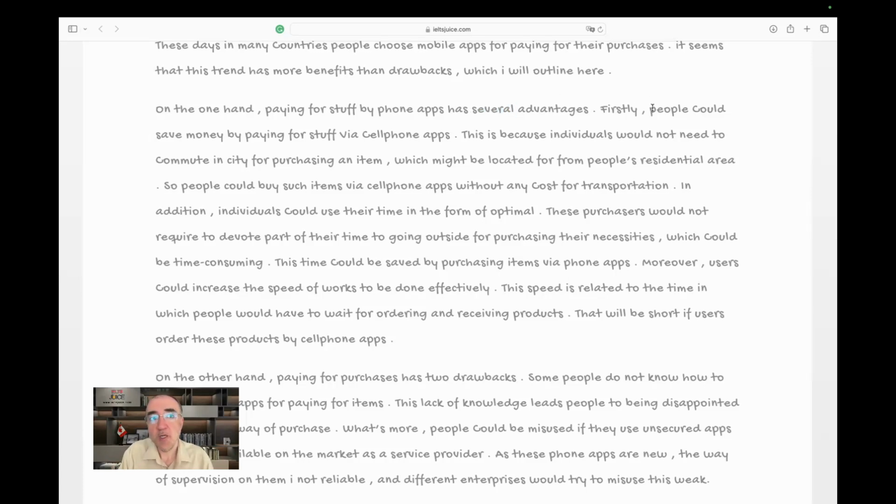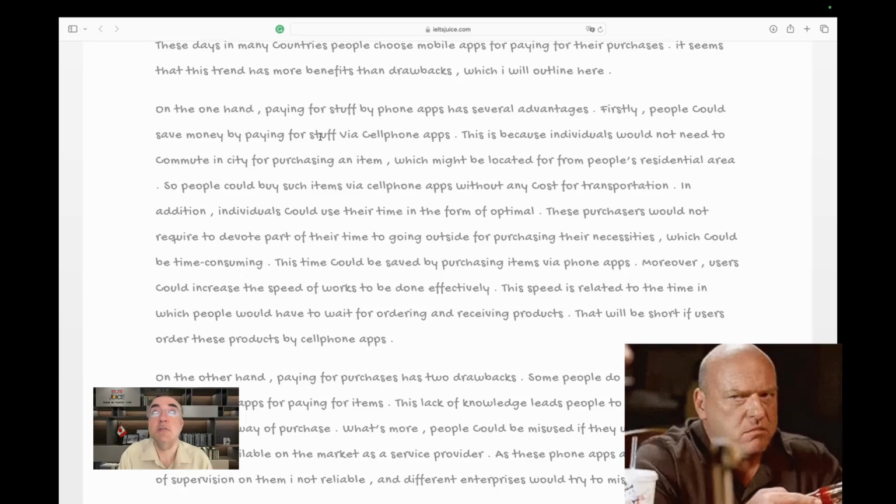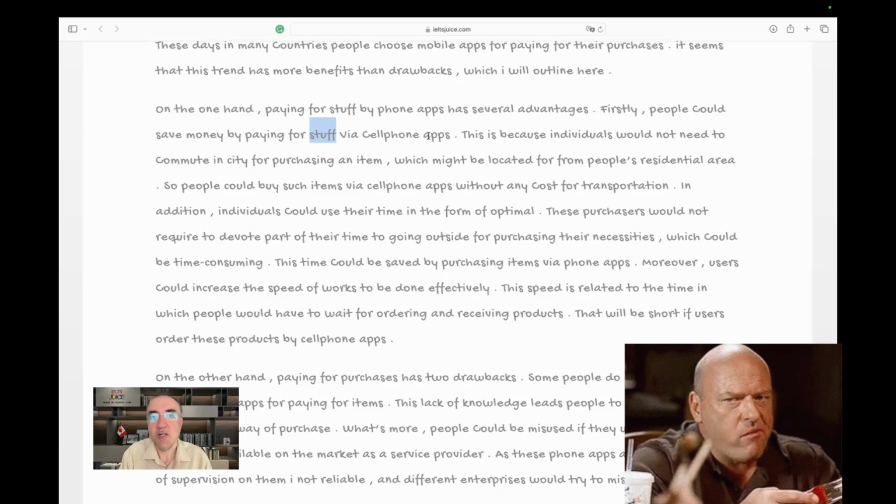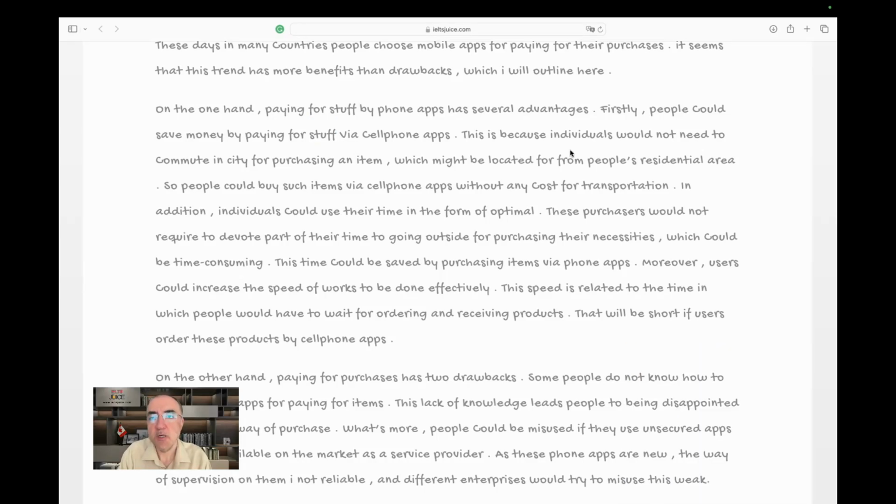Firstly, people could save money by paying for stuff via cell phone apps. This is because individuals would not need to commute to the city to purchase an item, okay, which might be located far from people's residential area.